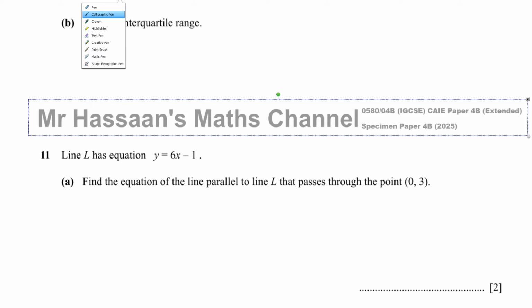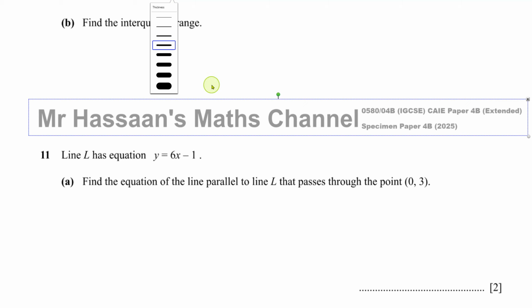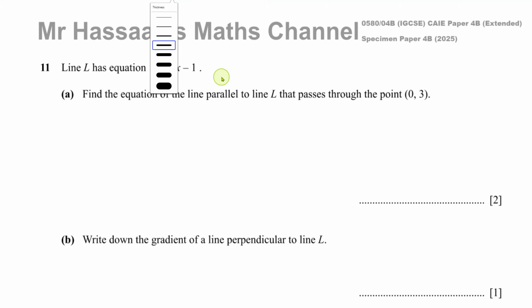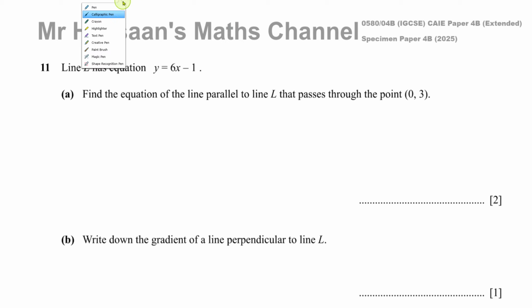Hassan's Maths channel. I'm now answering question number 11 from the specimen paper 4 of the Cambridge IGCSE. This is the IGCSE for the 0580 syllabus. And here, this question is about straight line graphs.